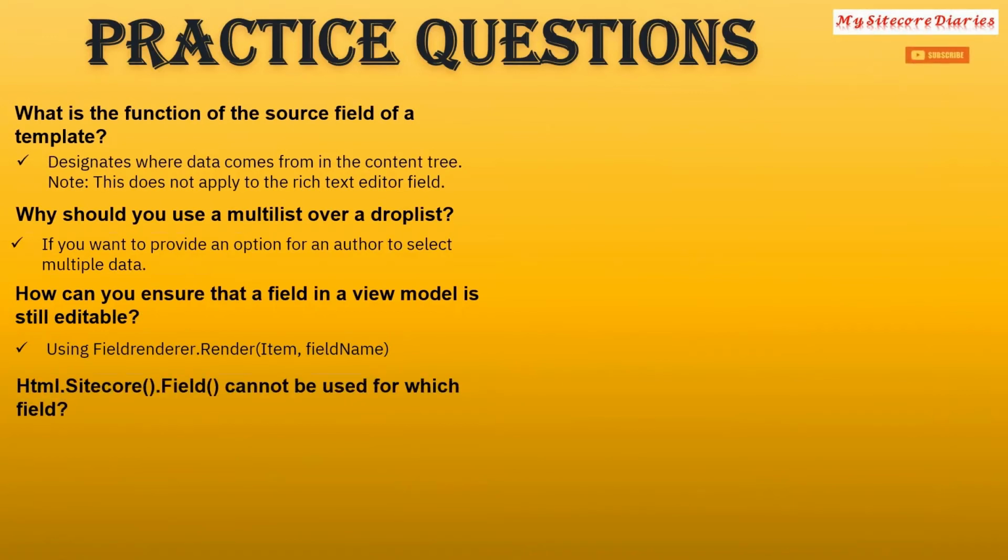Html.sitecore.field cannot be used for which field? Okay, for rendering, where we cannot use this, I think it is for the complex field. Yeah, a complex field like a checkbox. It can be that they give you multiple options like checkbox and other complex fields versus simple fields, and you have to select the option. So it can be a complex field, or it can give the option like checkbox and other.